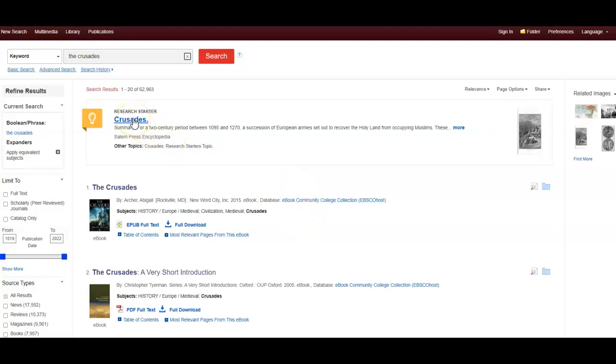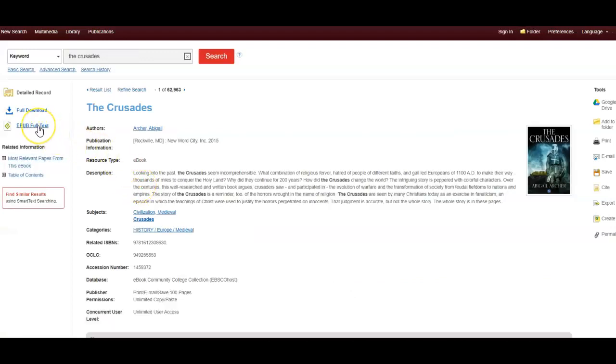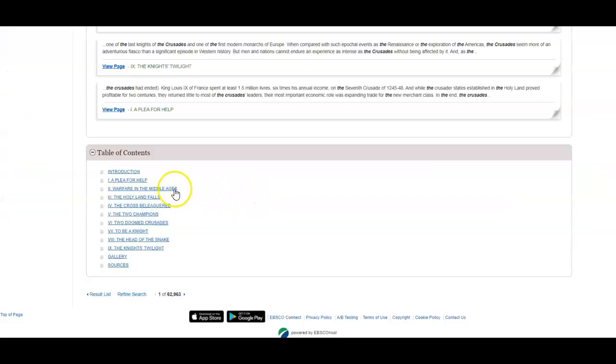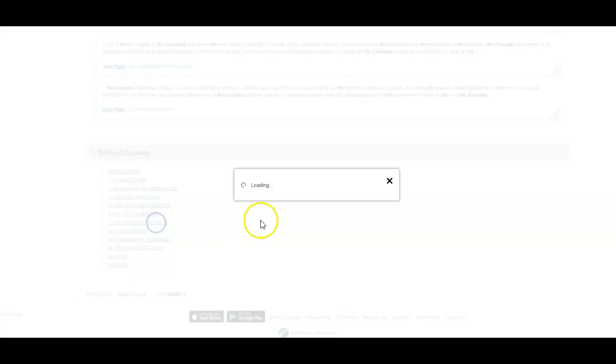Here's a little summary, as it says here, research starter. Here you go, from 1095 to 1270, just a little over, not quite 200 years. You can get some details there. And then this one is a really good book. It is an ebook, and if you click on it, you can actually look at the text here. You can also look at the table of contents, and again, you can look at particular parts of it, such as the Holy Land Falls, the Two Champions, Two Doomed Crusades. This is a really nice chapter in this book.